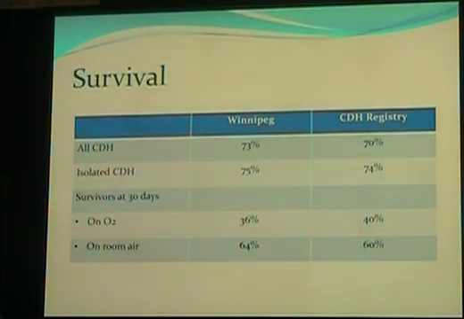Survival is, interestingly, even with our small numbers, very similar to the CDH registry. We're looking at 73% survival compared to 70%. For isolated CDH, it's a little better. And when we look at outcomes at 30 days, we're actually not that different from the registry. About 40% of infants will still be on O2 at 28 days of life, and 64% versus 60% in the registry on room air.